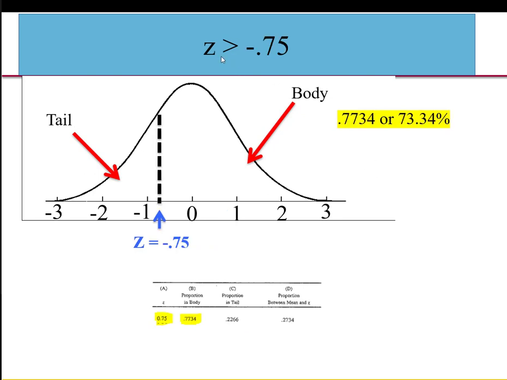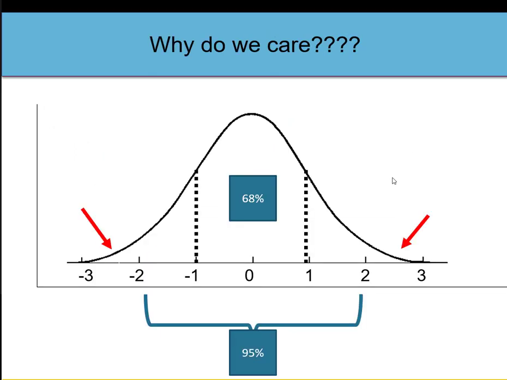Let's do one more. Now I'm at z is greater than negative 0.75. So that's to the left of the mean. So I'm here, I'm at negative 0.75. I'm still looking to the right because it's greater than, I'm going this way. And I see that for 0.75, the proportion in the body is 0.7734, or 77.34%. I messed that up, I need to fix that. And so you see how that works.